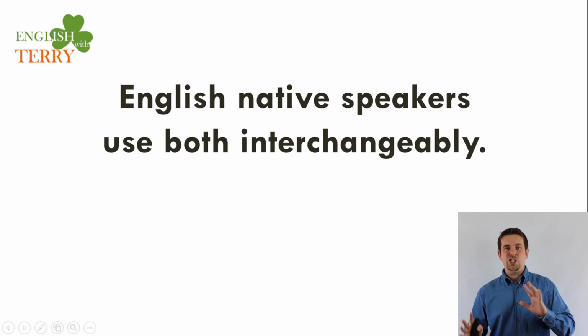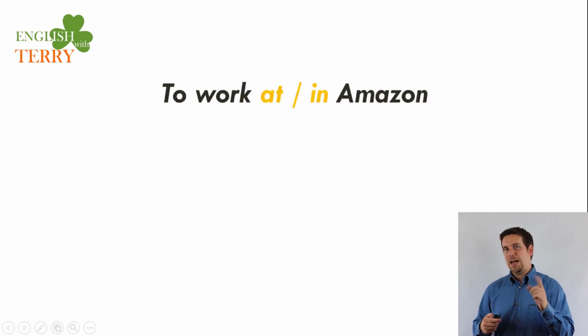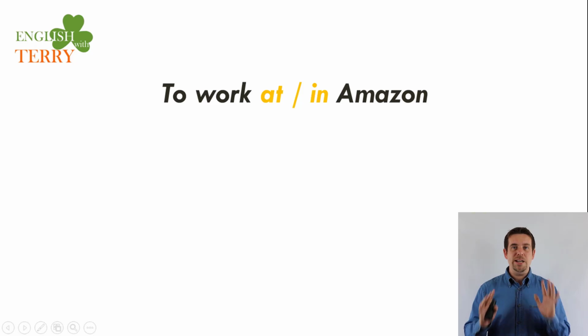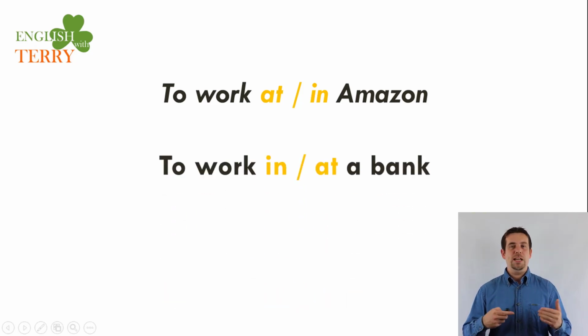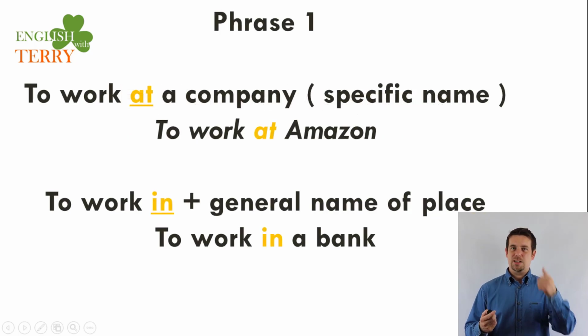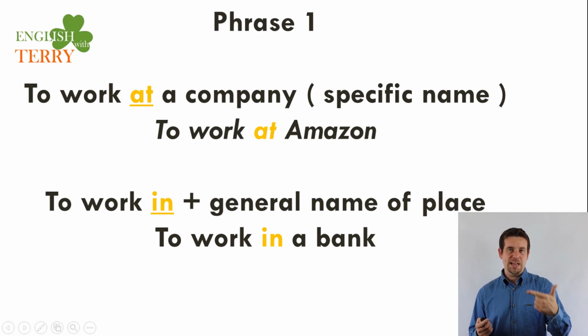But English native speakers use both interchangeably, meaning we could say to work at or in Amazon. For example, I have heard native speakers use both. For example, to work in or at a bank. This is good news for you guys because you don't need to worry so much about at or in with a place. It's a very small difference, and the dictionary rule just talks about a company name and then a general name of a place.